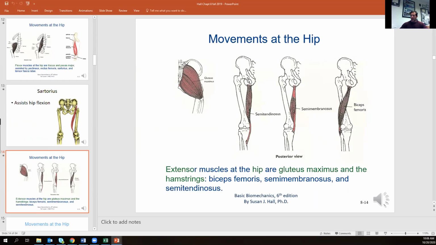Now, the other muscles that are going to help are going to be our semitendinosus and semimembranosus, and then our biceps femoris, specifically only the long head of the biceps femoris. All of those are going to be originating at our ischial tuberosity and then inserting into our tibia or fibula. That's going to be causing not just hip extension, but also knee flexion, as we'll learn later on. But the major one is going to be our glute max.